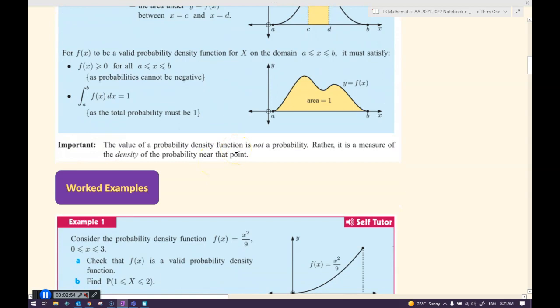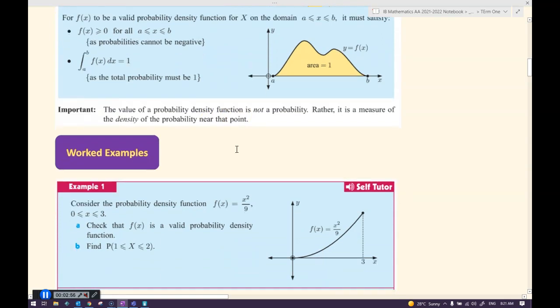So we'll do a first little example. You'll find this pretty easy, and then we'll see where we go from there. Consider the PDF, probability density function, f of x equals x squared over 9. And this is defined between x equals 0 and x equals 3. How are we going to go about proving that this is a probability density function? For this one, it just says check that it is. Well, first of all, the visual check, the y value is never negative. So, okay, we know that that's satisfying the first condition.